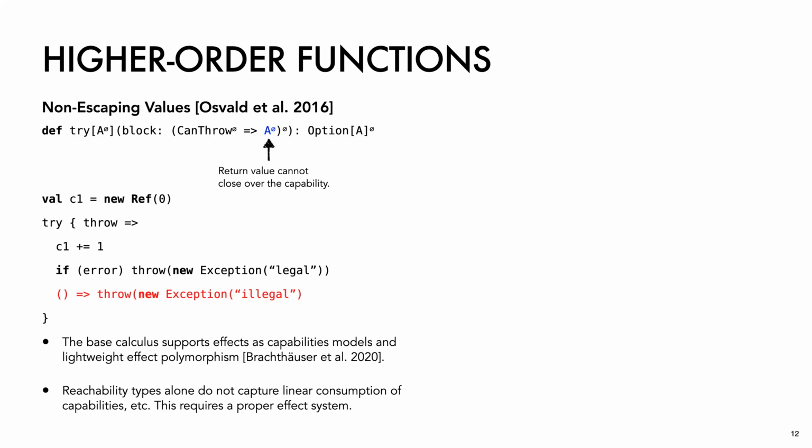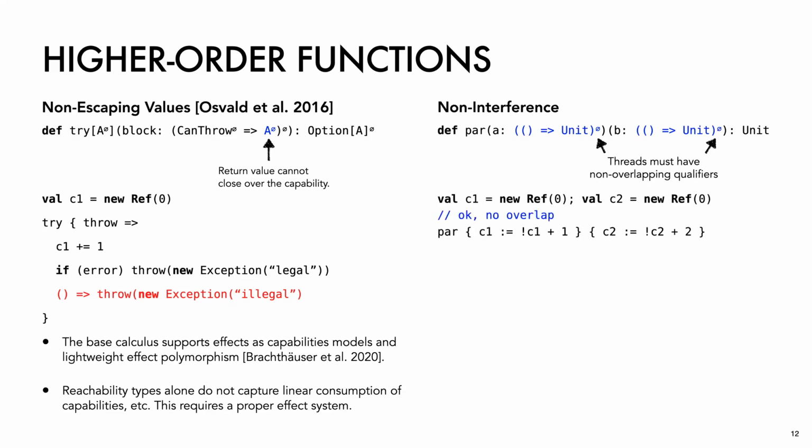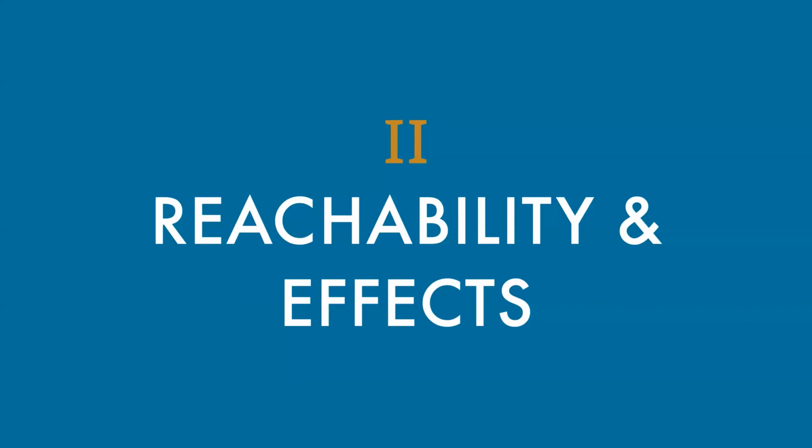So for these cases, it makes lots of sense to also add a proper effect system. We can also have non-interference, which I quickly will go over. We can detect if two threads are overlapping or not, and they can then be run safely. Notably, we have here this last example, which is a type error, but it actually is safe because it's just read-only. And this is something we cannot discern with reachability types alone, and this requires, again, an effect system for more finer-grained distinction. And that leads us to our next contribution, reachability and effects.